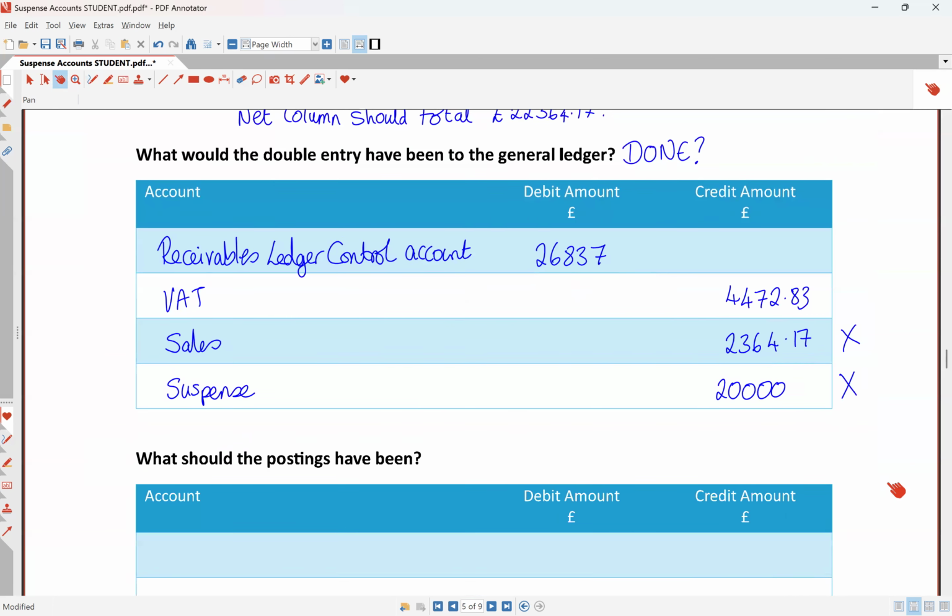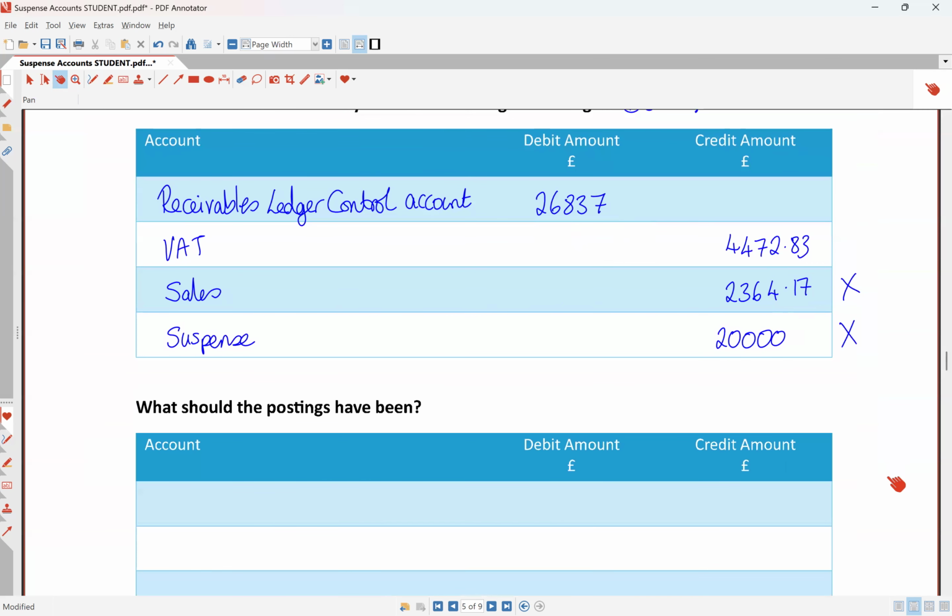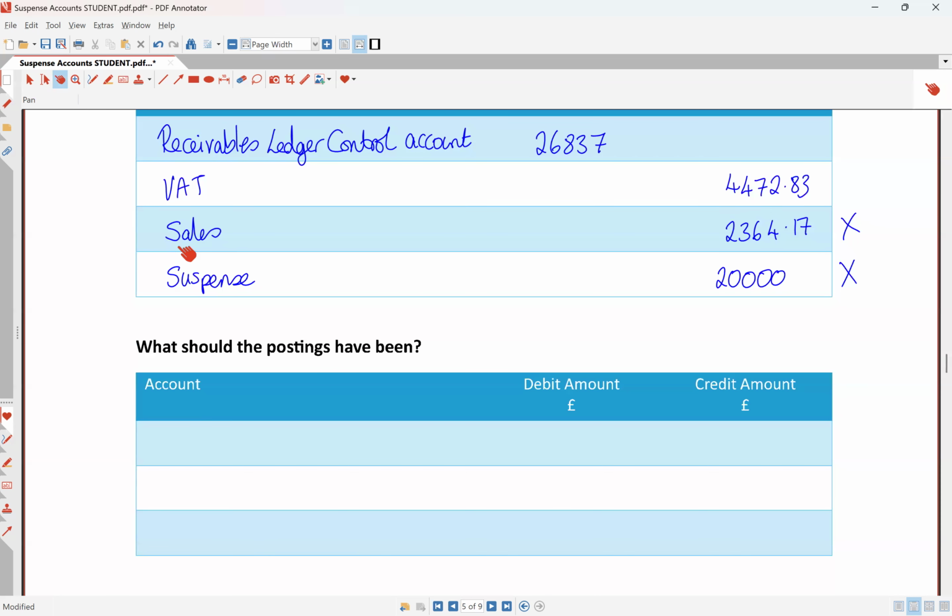Now, what should we have done? Well, we should have posted it the same way as we did. Debit receivables, credit VAT, credit sales, but it should be for the right amounts. So we should debit the receivables ledger control account with 26,837.